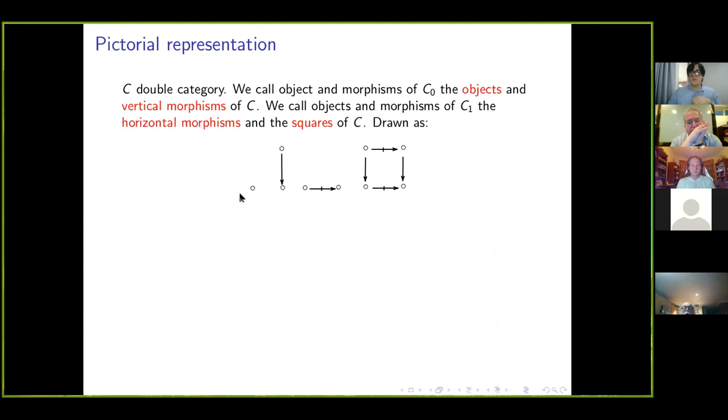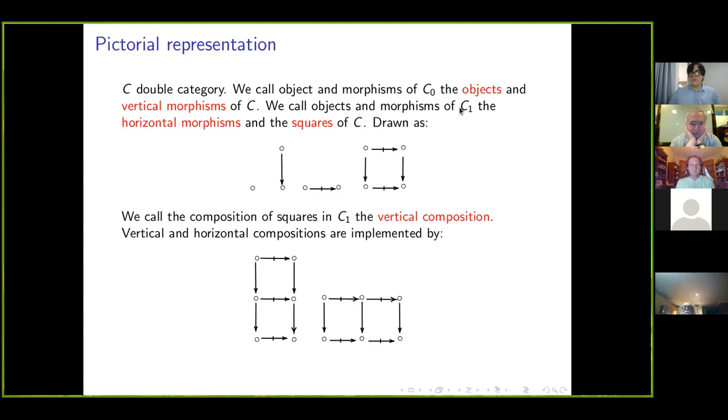So objects we represent as vertices, vertical morphisms as vertical arrows read from top to bottom, horizontal morphisms as horizontal arrows read from left to right, and squares or morphisms in the category of morphisms as squares like this. So if this is a square, this is its left and right frame, or its horizontal source and target, and this is its vertical source and target in the category of morphisms C1.